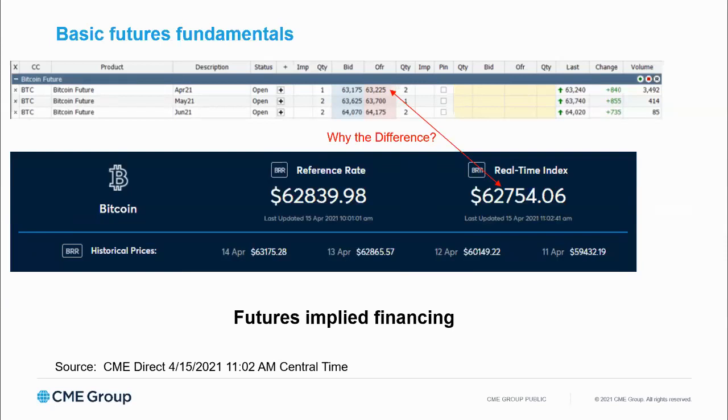If you were to store corn or if you were to buy Bitcoin, there's a financing rate that's baked into the futures price, which accounts for a slight differential between our real-time index and our futures price, or between the spot corn price and the futures corn price. It happens in almost all of our futures products actually. So it's important to note that and realize that there isn't anything fishy going on on the futures side. There is an implied financing rate that's baked into the futures price, which accounts for a small difference.